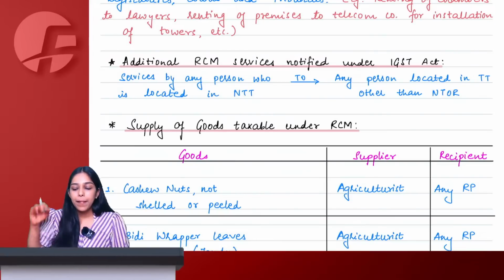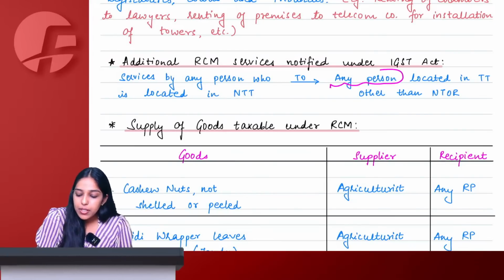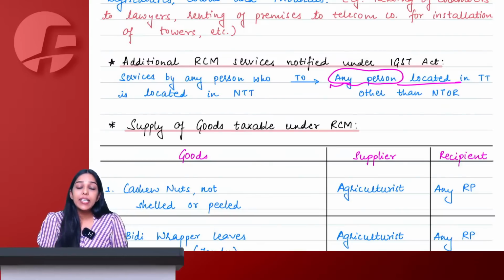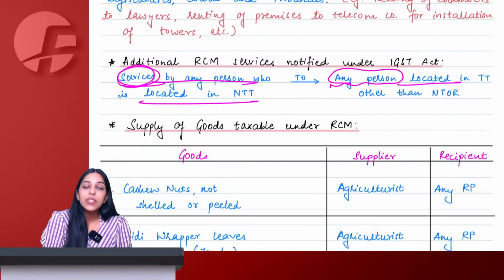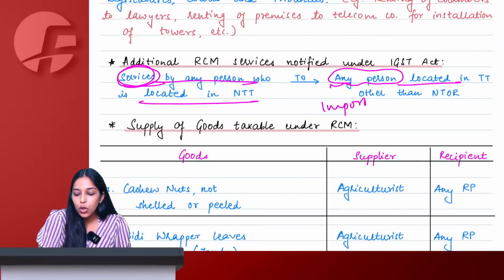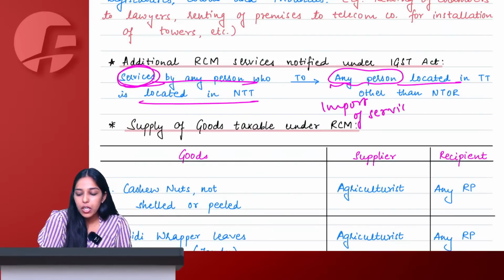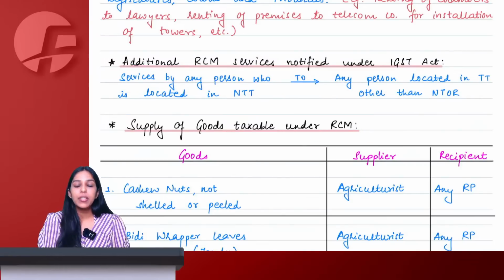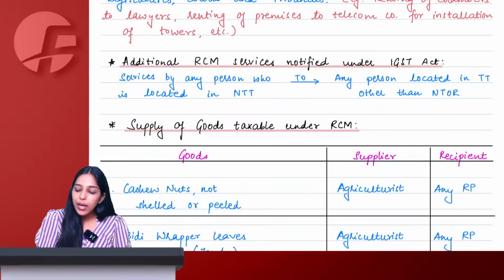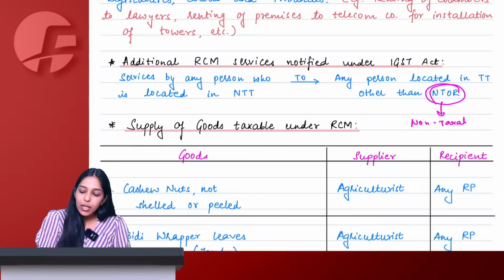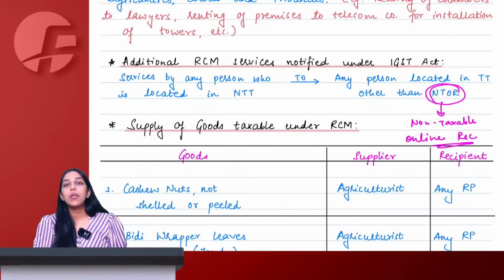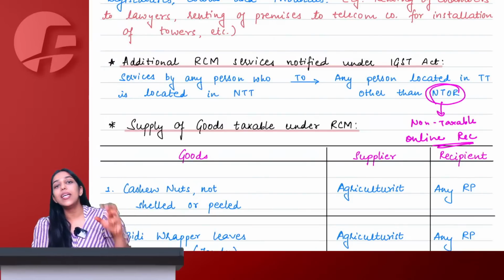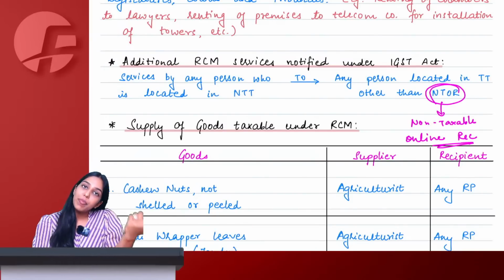So we simply say that any person located in India who is availing services from outside India, basically import of service, will be liable to pay tax under reverse charge mechanism. There is one exception to it, which is NTOR, non-taxable online recipient, who are availing OIDAR services. We will cover this in the chapter of place of supply.